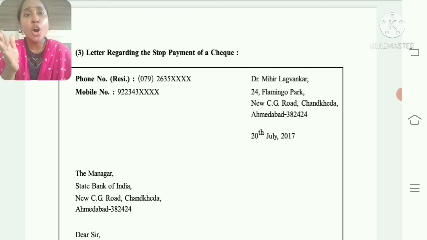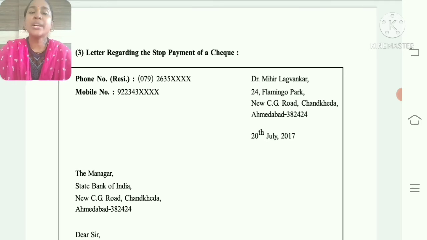Again the same rule, on the right side the residential number is being given, then the mobile number, and now the address. First of all your name, here the name of Dr. Mihir Lagwankar is given and his address, 24 Flamingo Park, New CG Road, Chandkheda, Ahmedabad 382424. So after the pin code 1 line is left, then in the next line the date 20th July 2017 is mentioned. Again after the date one line, as we write in single line, our notebook is single line, again 1 line we have to leave.